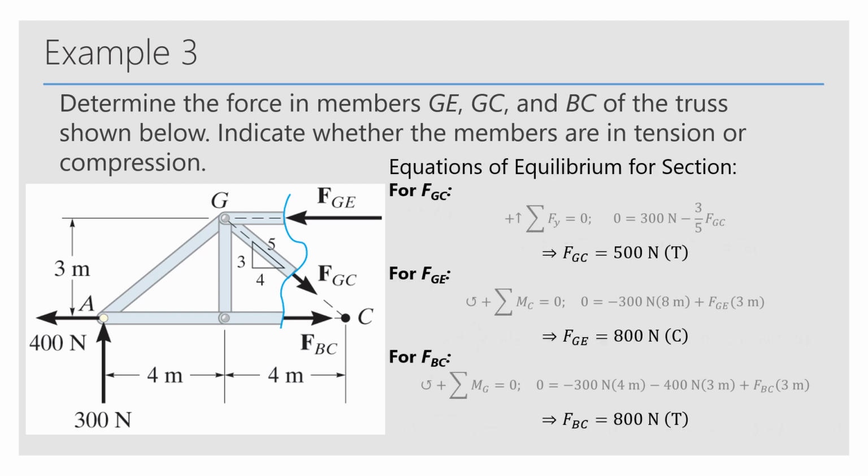And solving for each of these equations of equilibrium, you get the following forces, where the force in GE is 800 newtons in compression, and the other two forces we see are in tension.